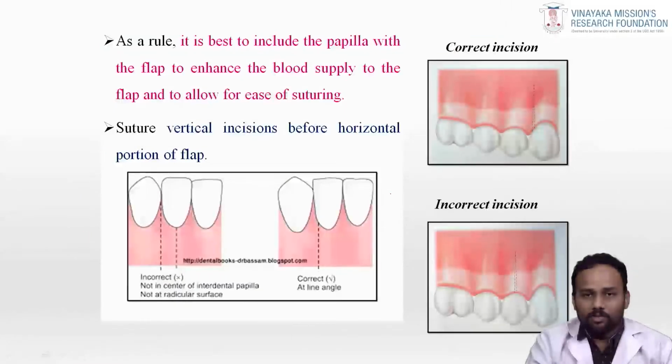The incision should be placed in the line angles of the tooth and should not be placed in the center of the interdental papilla or at a radicular surface.